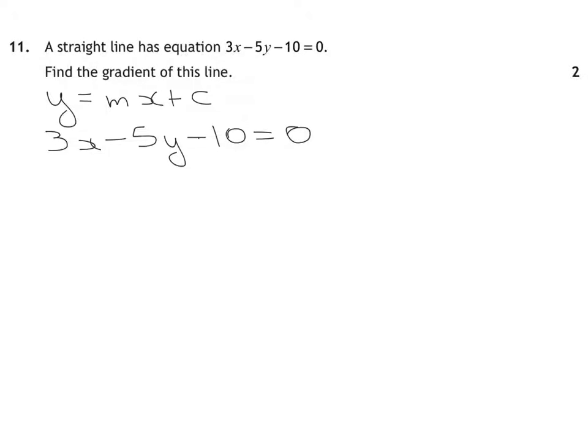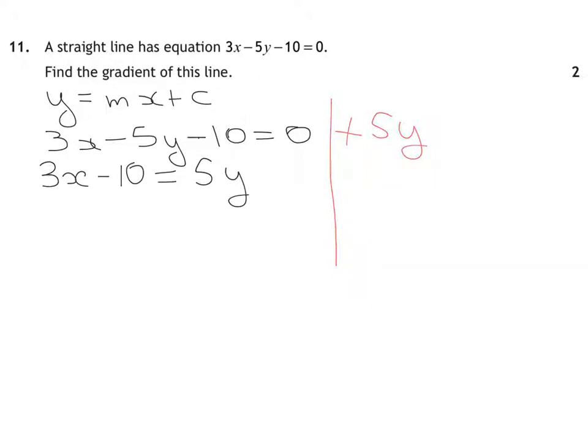Okay, so what we've got is 3x minus 5y minus 10 is equal to 0. And I want to rearrange this so that y is the subject of my formula. So the first thing I'm going to do is chuck my negative 5y over to the other side to make it positive. So that gets me my y by itself. Adding 5y onto both sides, that gets me 3x minus 10 is equal to 5y. I don't want 5y, I want y by itself. So we need to divide everything through by 5.